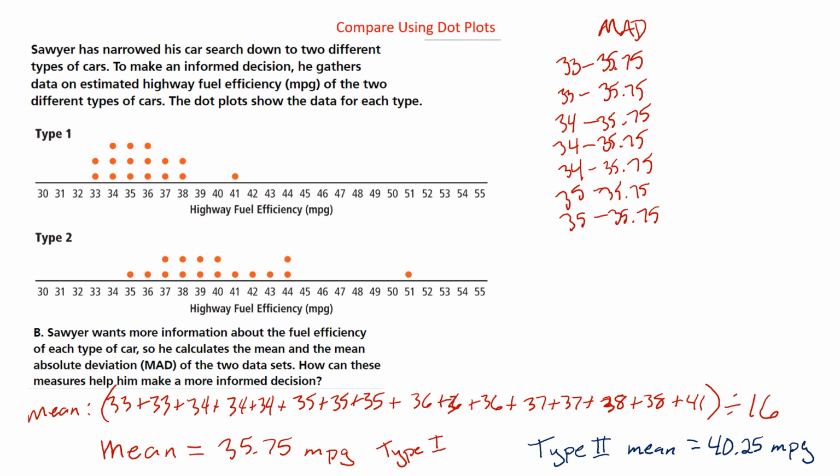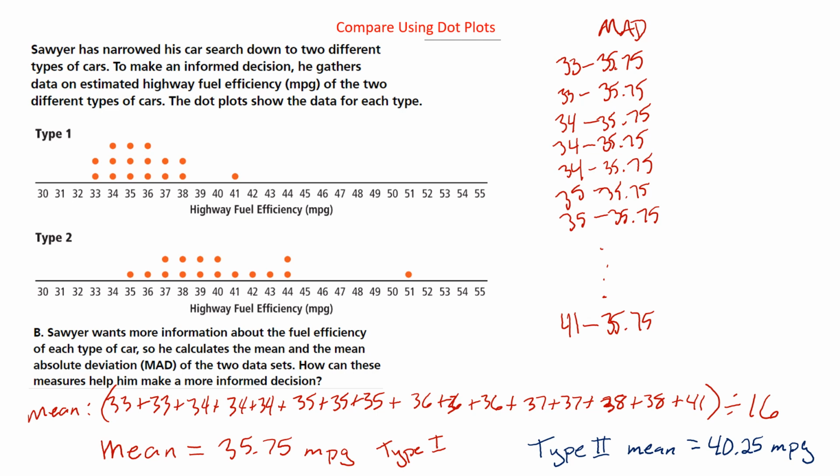Another 35 minus 35.75. Could you see how this could be a little bit time consuming to do? I'm going to show you how to do this not by hand, but it's important to see what we're doing. We're going to do all of these all the way down to 41 minus 35.75. And when we do those subtractions, everything below the mean is going to be negative. Everything above the mean is going to be positive. If we add them together, we will get 0.